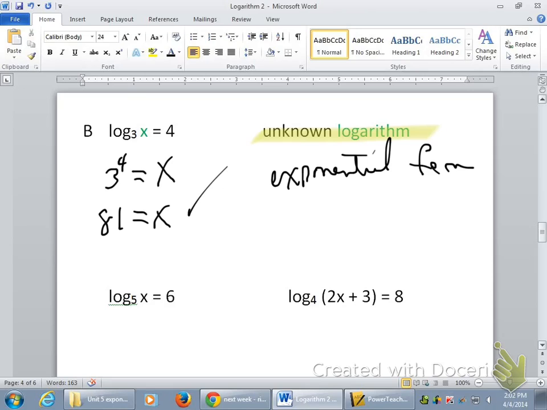This bottom one, log base 5 of x equals 6. Rewrite it. It's going to be 5 to the 6th power equals x. So I can just go to my calculator and get 15,625. Pretty straightforward? Okay. Not trying to trick anybody. Oh, wait. Yes, I am.